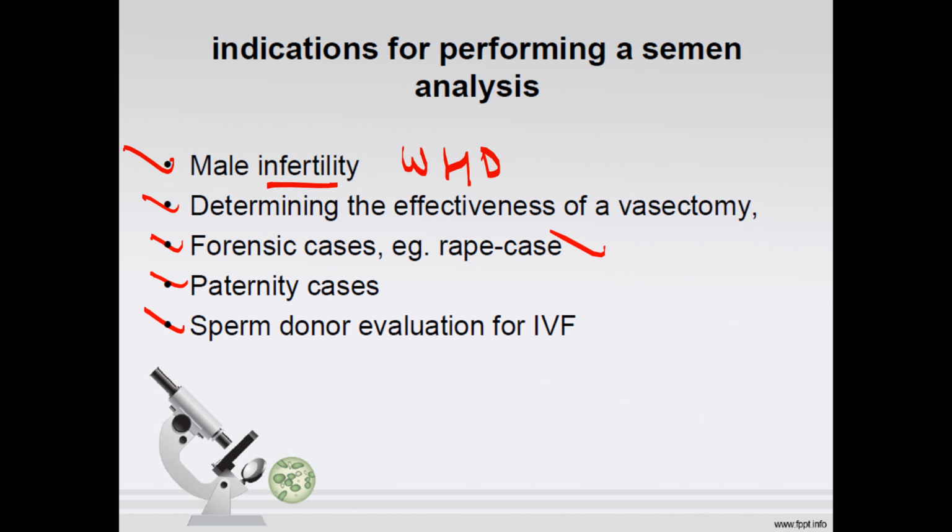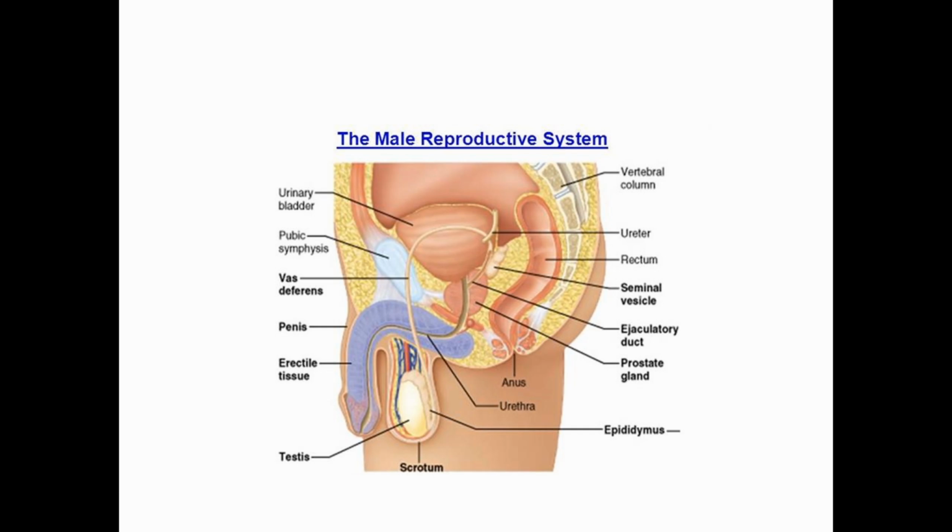Third one is forensic cases, like in the case of a rape victim, we examine the sperm. Then paternity cases, and the final one is sperm donation evaluation for IVF. So there are sperm donors in the IVF center, so we examine the sperm of the donor for IVF purposes.